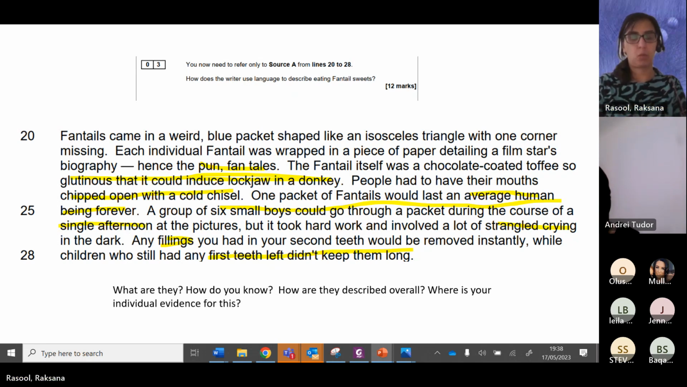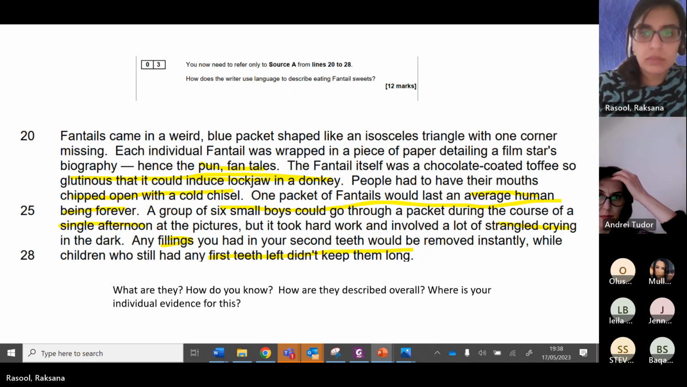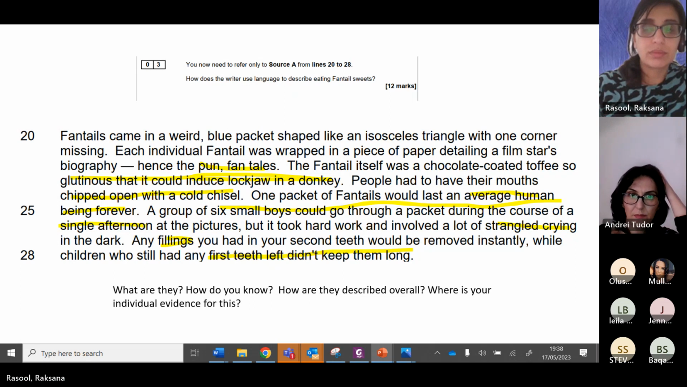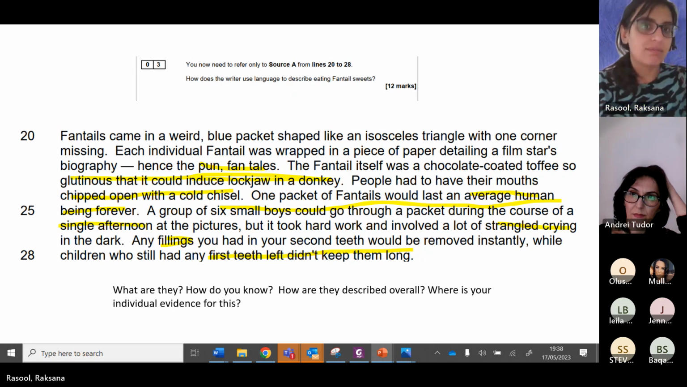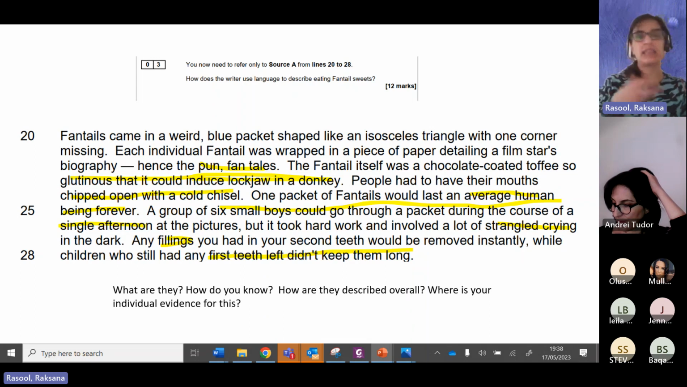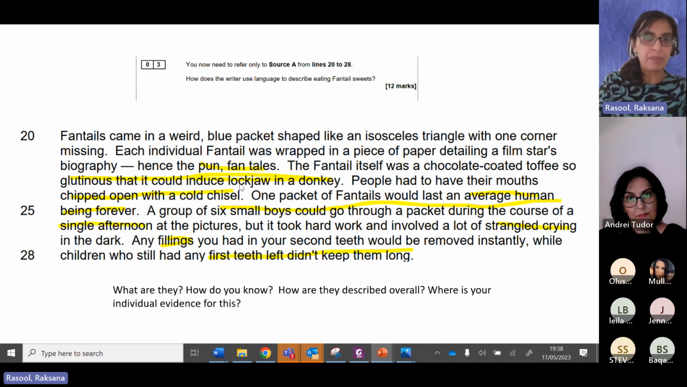And could it be that because an isosceles triangle has a certain shape, it's not like a very big candy, and with one corner missing, it might be easier to eat? I mean, easily eaten, something like that. Possibly, or just the fact that it's different and unique makes it more enticing to eat. You can pick out anything as long as you can justify it. The question is, how does a writer use language to describe eating fantail sweets? Well, all of this describes the eating of them, but this bit describes the allure of them.